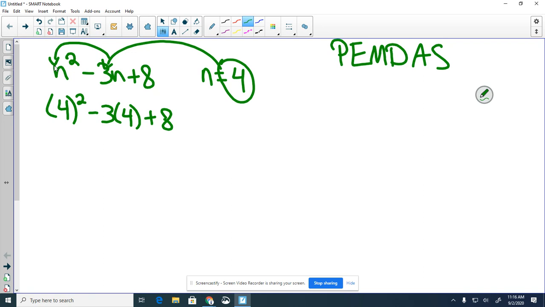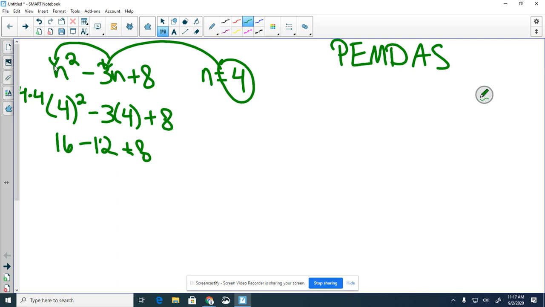You all have to remember what that exponent of 2 means. It does not mean 4 times 2. Okay? It does not mean 4 times 2. An exponent of 2 means you take whatever is inside your parentheses and multiply it by itself. So this is secretly 4 times 4. That's called squaring. 4 times 4 is going to be 16. Now we move on to this multiplication right here. Negative 3 times 4 is negative 12. And then we still have a plus 8.